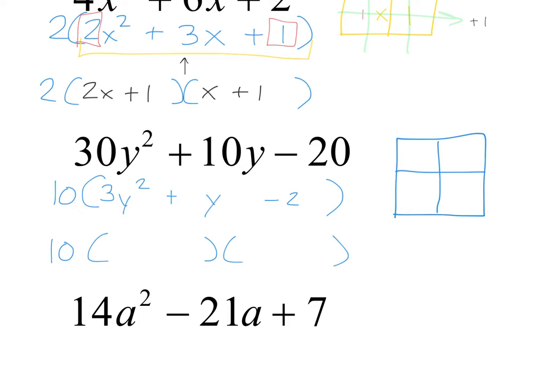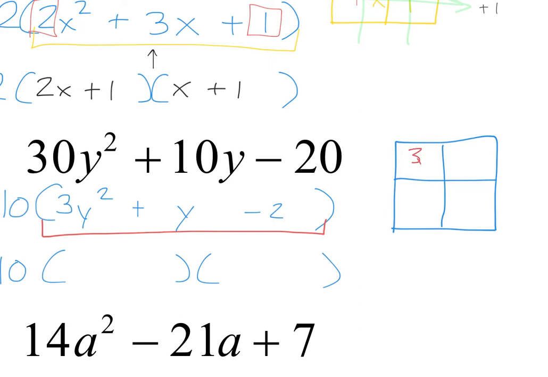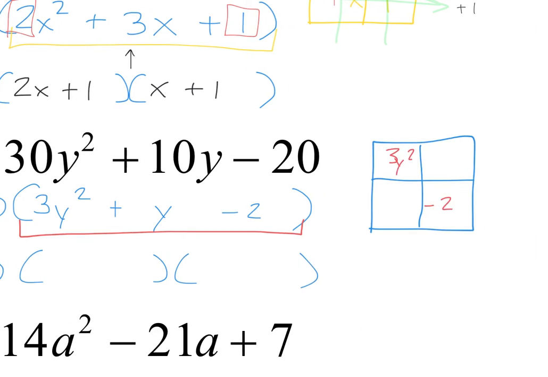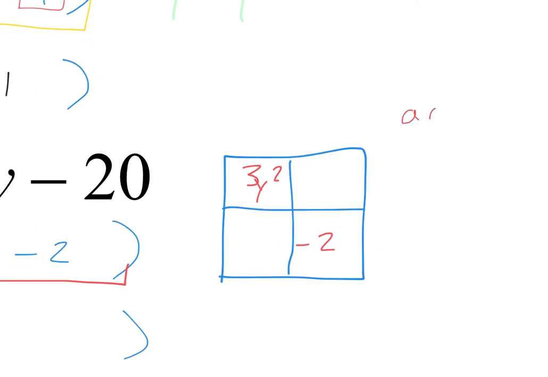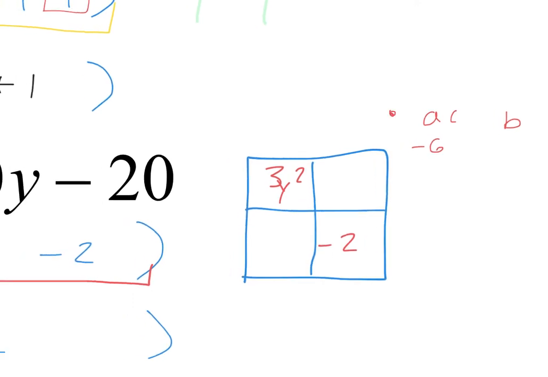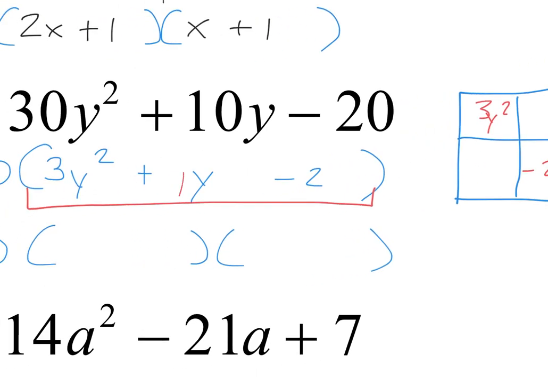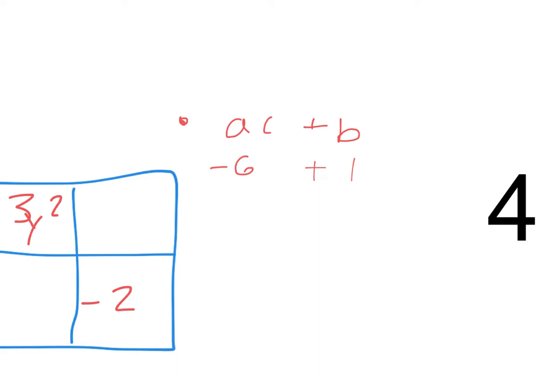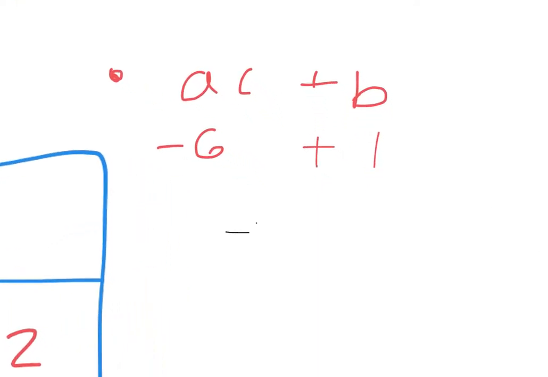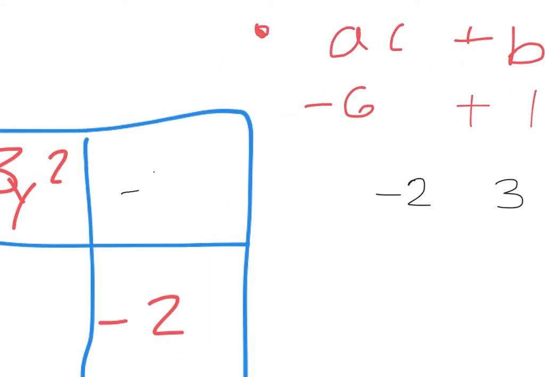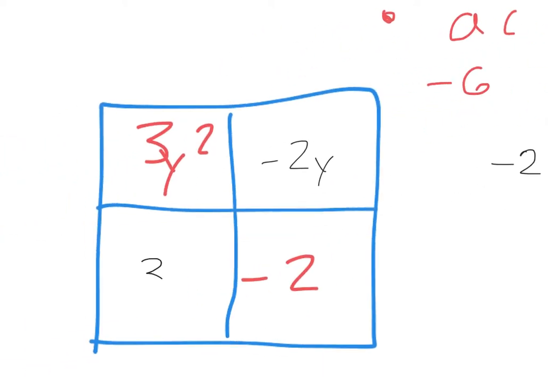But we're using, just like last one, this after we removed the greatest common factor. So I need my A and my C. And I need numbers that multiply to A times C, which will be negative 6, that also add to our B value. And our B value in this case is an invisible 1 right there. So that's what I'm looking for, numbers that do both of those. And that's going to be a negative 2 and a positive 3. Those guys multiply to negative 6 and add to 1. So I've got negative 2y and 3y.